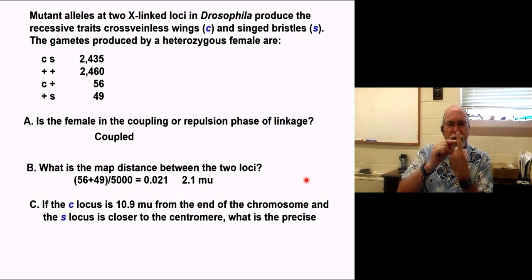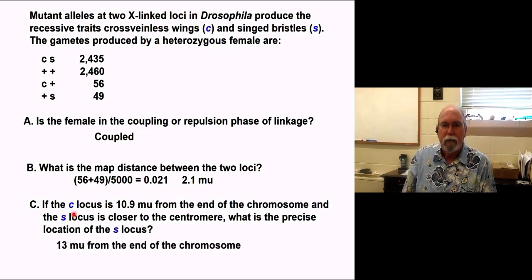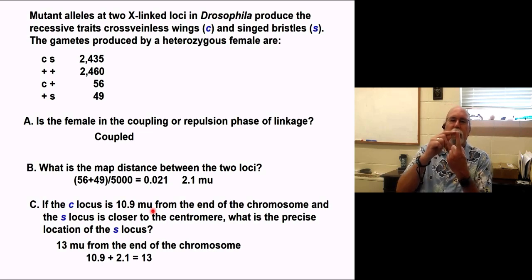So what's the exact distance of the S? Well, it turns out to be just an additive function, right? If we know that this one is 10.9 map units away from the end, and we know that the map distance between the C and the S is around 2.1, we can simply add those together, and it comes out to be about 13. So we now know that the C locus is about 10.9 units down, and then a little further down, at 13 map units from the end, is the other locus, the S locus for singed bristles.